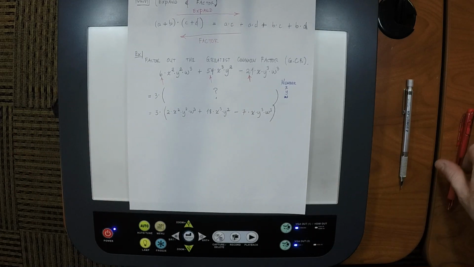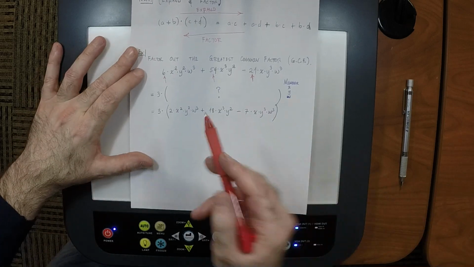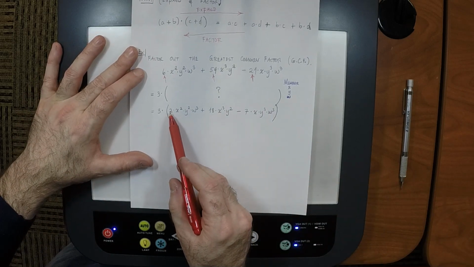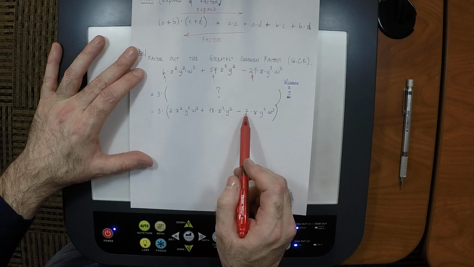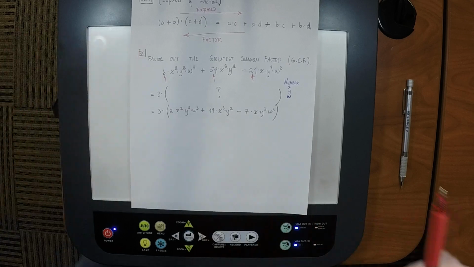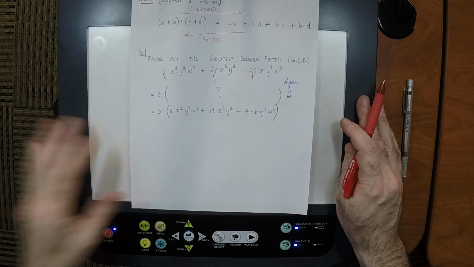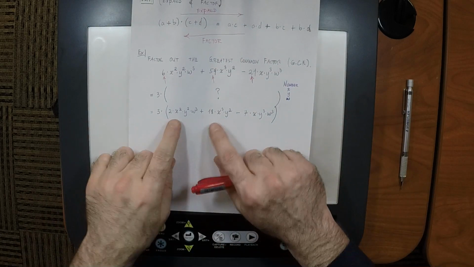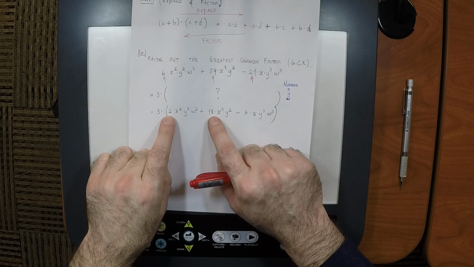Fine. So now I'd like for you to observe concerning the numbers in front. We've got 2 and 18 and 7. Is there any other numbers that can come out? But wait, I see 2 and 18.